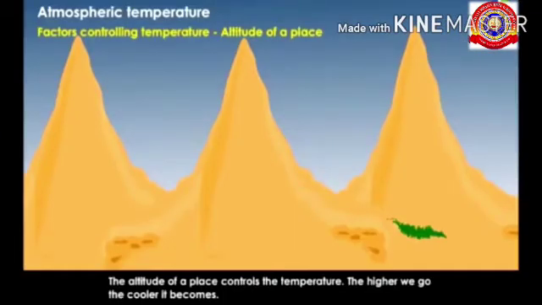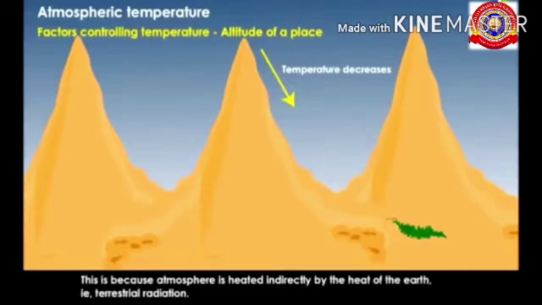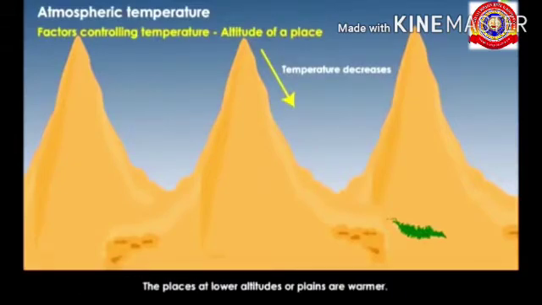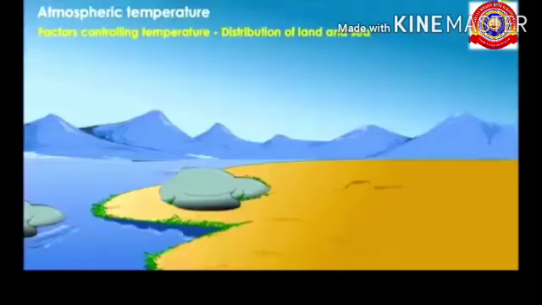Altitude of a place. The altitude of a place controls the temperature. The higher we go, the cooler it becomes. The temperature in the troposphere decreases at the rate of 1 degree Celsius per 165 meters of altitude. The places at plains are warmer.